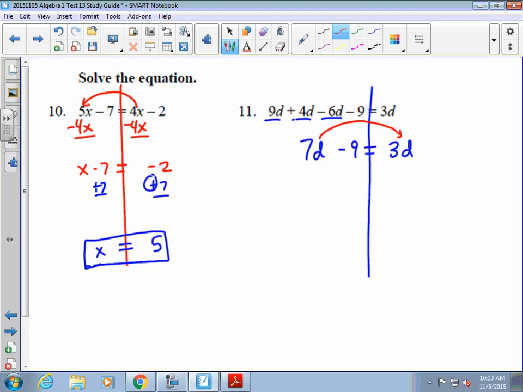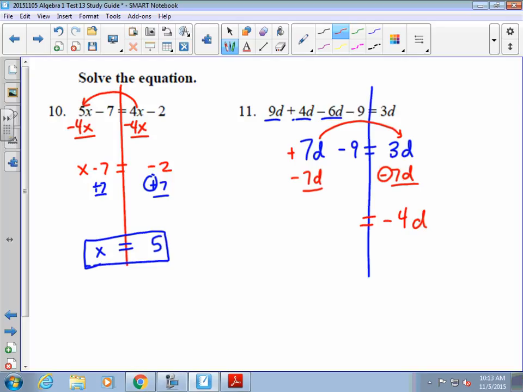If you do it the other way, it will still work, though. Just make sure that you get them on the opposite sides. It is positive 7D, so subtract 7D. If you do it on the left, do likewise on the right. 3D minus 7D, opposite signs, subtract them. 7 minus 3 is 4D. And since 7 is the higher absolute value and it's negative, it'll be negative 4D.